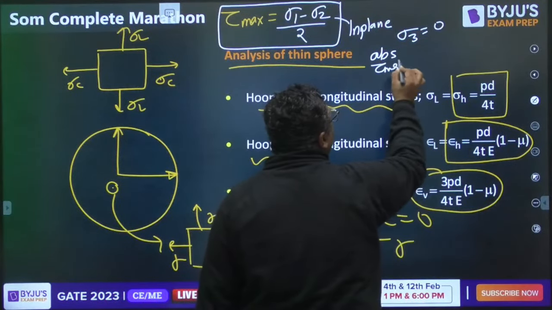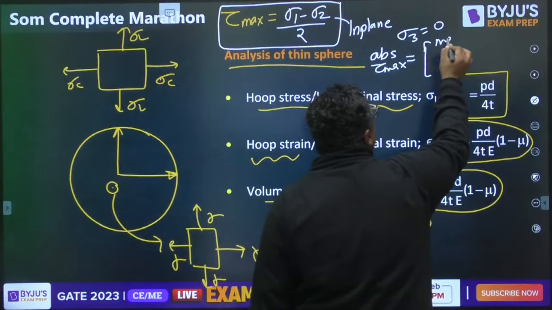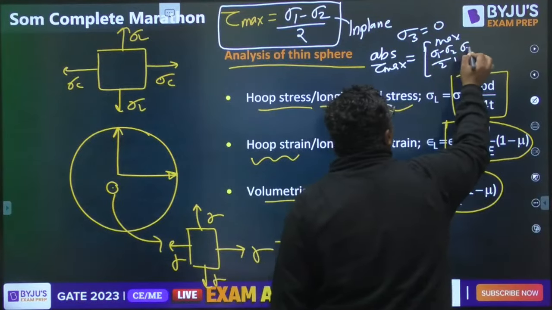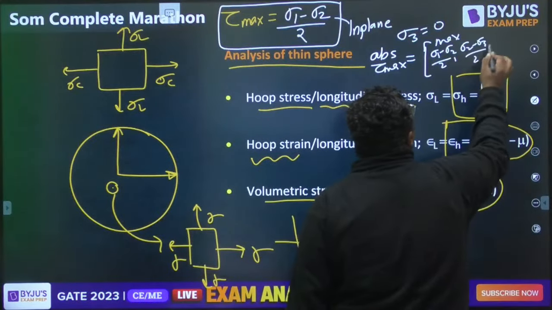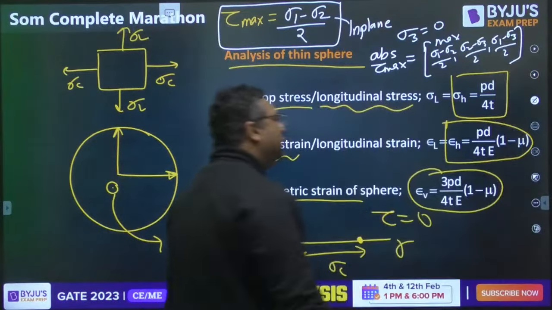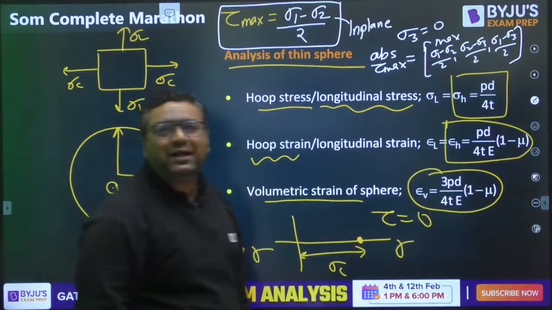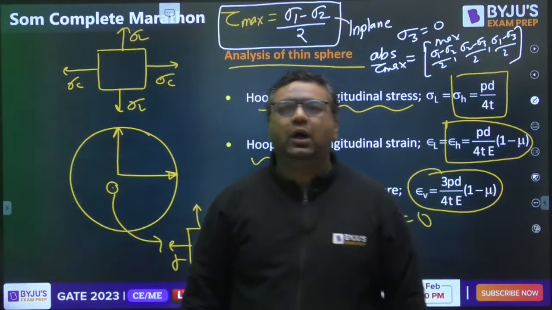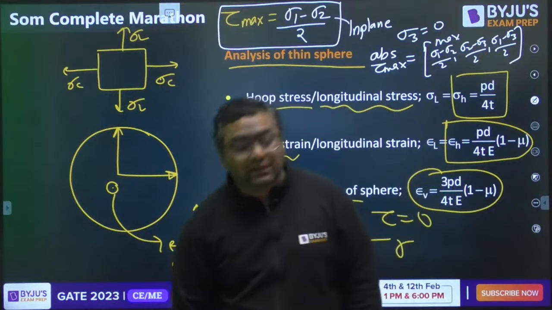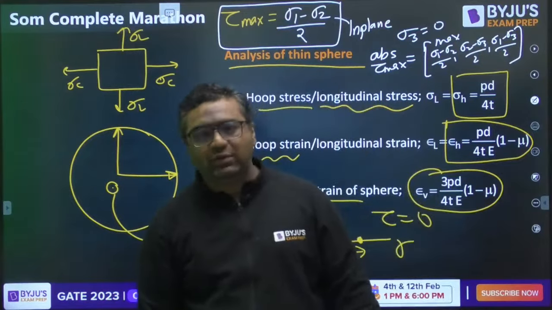So in the question they can ask you absolute or in-plane. There you will write the maximum of (sigma 1 minus sigma 2) by 2, (sigma 2 minus sigma 3) by 2, and (sigma 1 minus sigma 3) by 2. Putting sigma 3 to be 0, you will get the answer. If they ask for the maximum shear stress in the wall of the cylinder, you will find the absolute one.